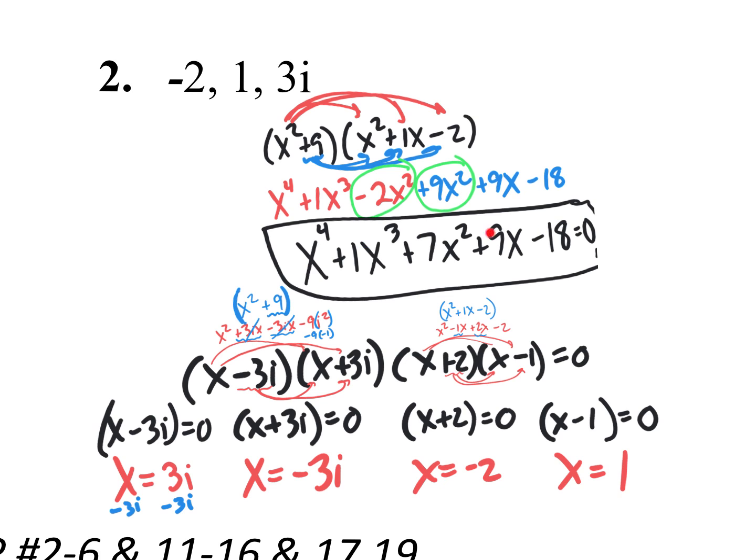If you were to graph this guy, you would see that it crosses at two locations, at negative 2 and at positive 1, and the other two answers are imaginary, giving you a total of 4 answers on this fourth degree equation.